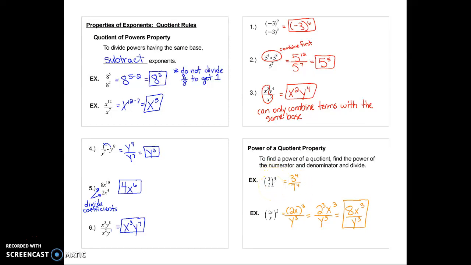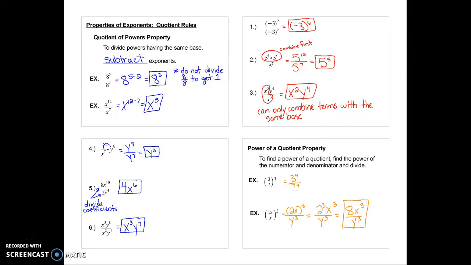Technically I'm using the multiplication property. This is 3 to the 1st power. So I have a power raised to another power and multiply them. That gives me 3 to the 4th. 7 to the 1st to the 4th power is 7 to the 4th. Now, I can't simplify this any further because the bases are not the same. This is a 3 as a base and a 7 as a base. So remember, if the bases are not the same, there's nothing you can do to combine them in any way.